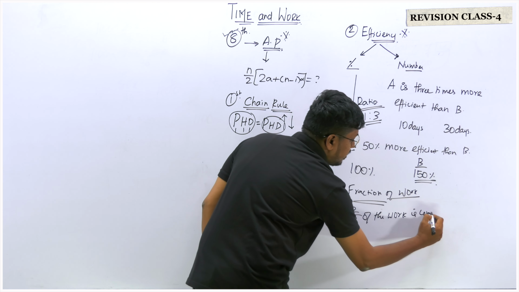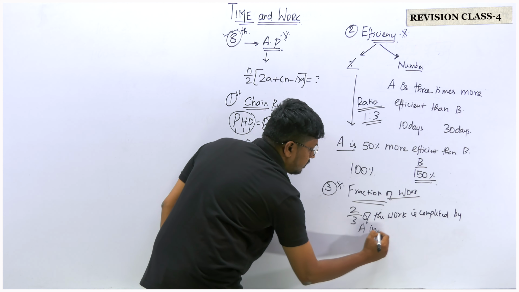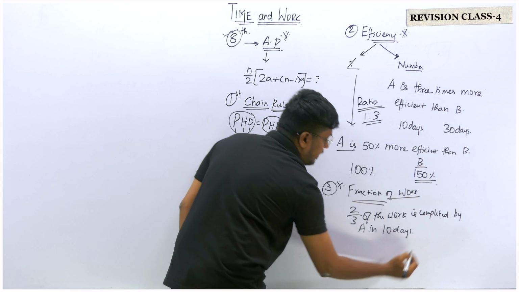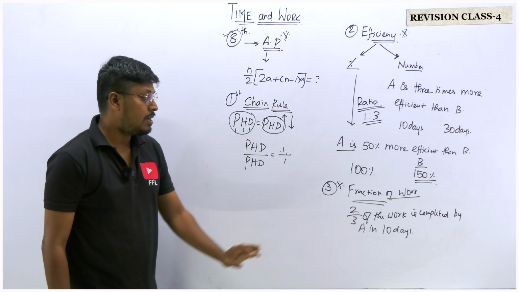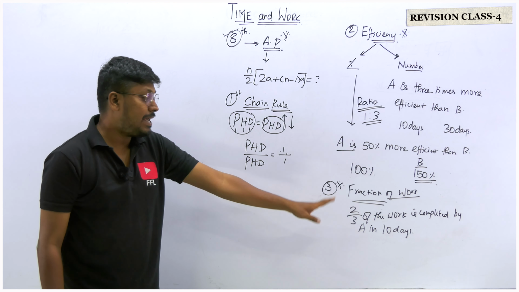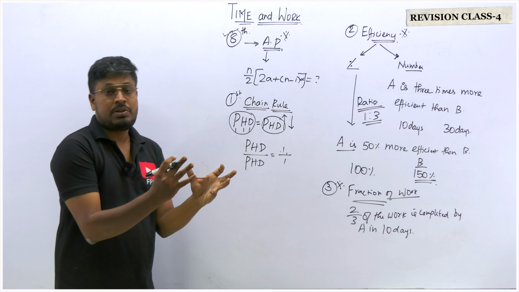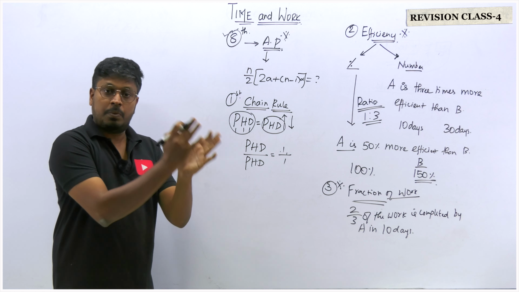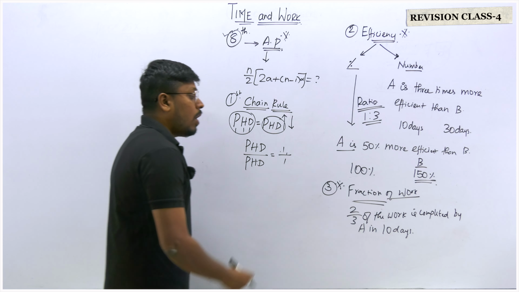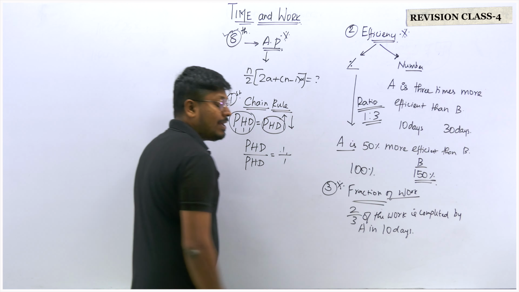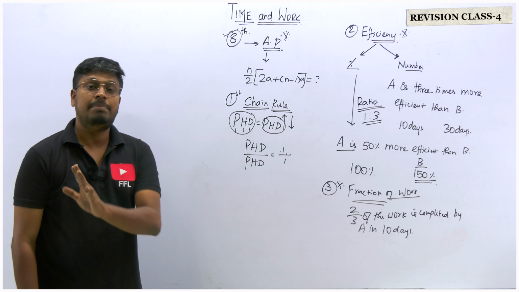is completed by A in 10 days. So what is the meaning of it? 2/3 of the work is completed by A in 10 days. The meaning here is, out of the total work, we don't know what the total work is, but 2/3 of the work has been completed by A in 10 days. So how do we find the total work, how many days A will take to complete the work? Because A is completing only 2/3 of the work in 10 days.